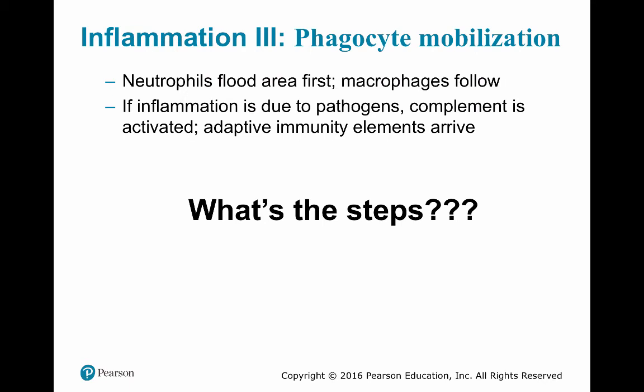And the last part of this is phagocyte mobilization. And so basically neutrophils are going to flood that area, macrophages follow. If inflammation is due to a pathogen, complement is activated and adaptive immunity elements arrive. And then we are going to have the steps of immobilization.